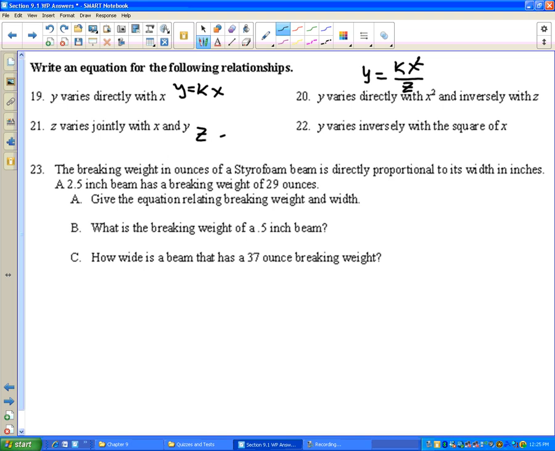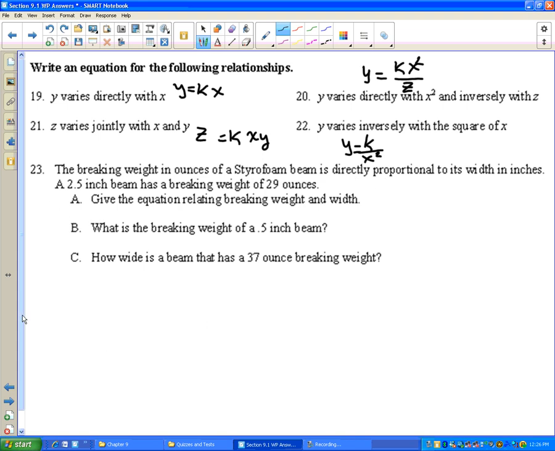Z varies jointly with x and y. Saying jointly is just the same as direct. And lastly, y varies inversely with the square of x. So y equals k divided by x squared.